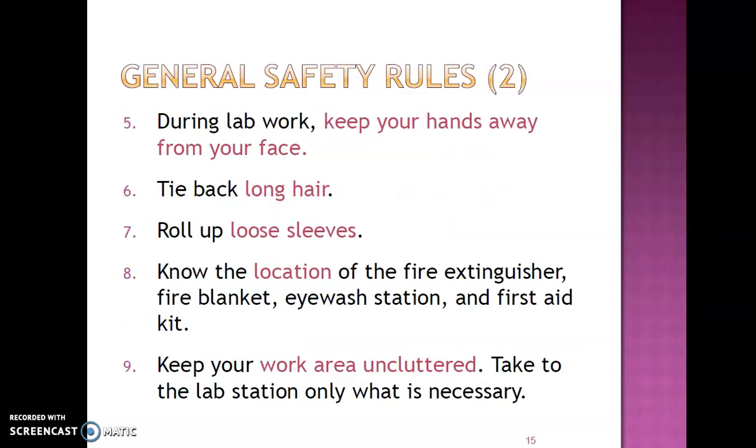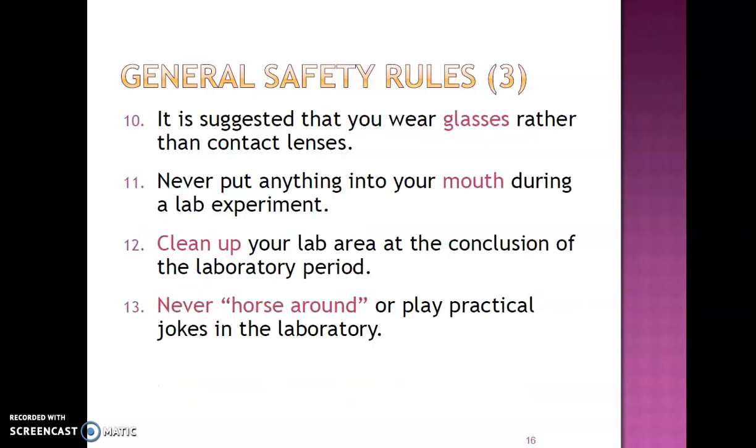Continue. During lab work, keep your hands away from your face. Tie back long hair. Roll up loose sleeves. Know the location of the fire extinguisher, fire blanket, eye wash station and first aid kit. Keep your work area uncluttered. Take to the lab station only what is necessary.